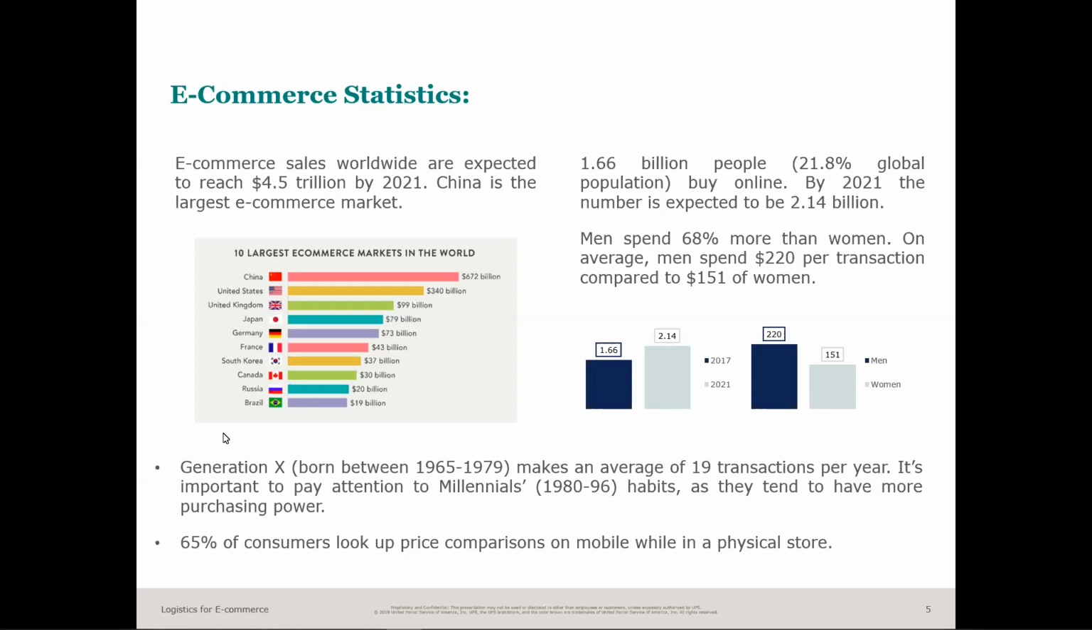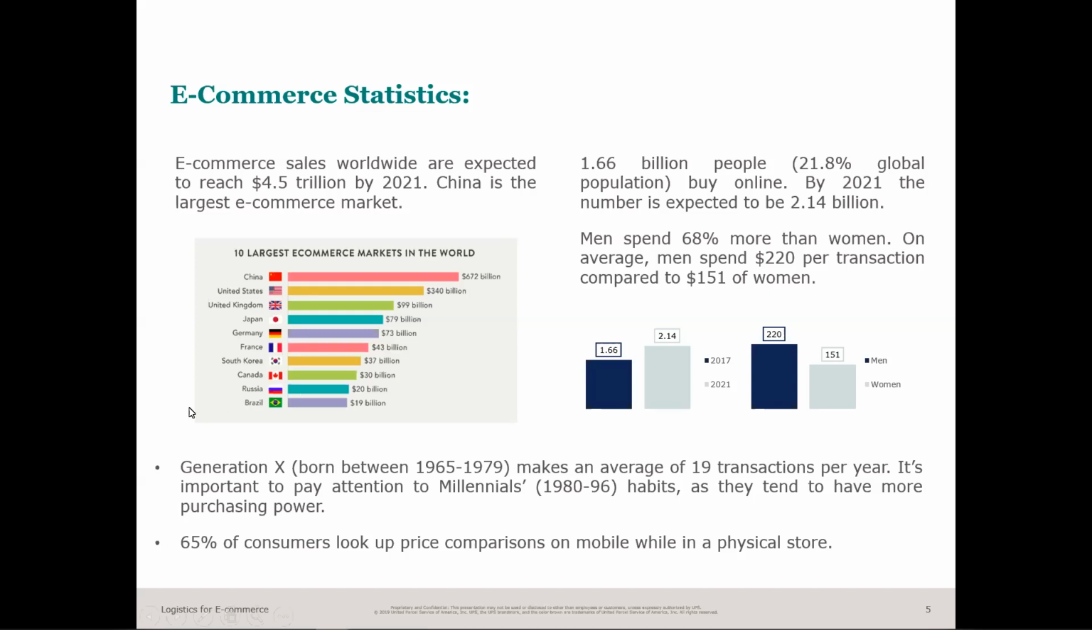And then when we look at how it's used or how it's communicated, 65% of consumers look up price and do comparisons on a mobile platform, even when they're in physical stores. So there's an intersection of both physical and technology and the way that customers and consumers interact with it in their buying behaviors that's changed dramatically over the last 5 to 10 years.